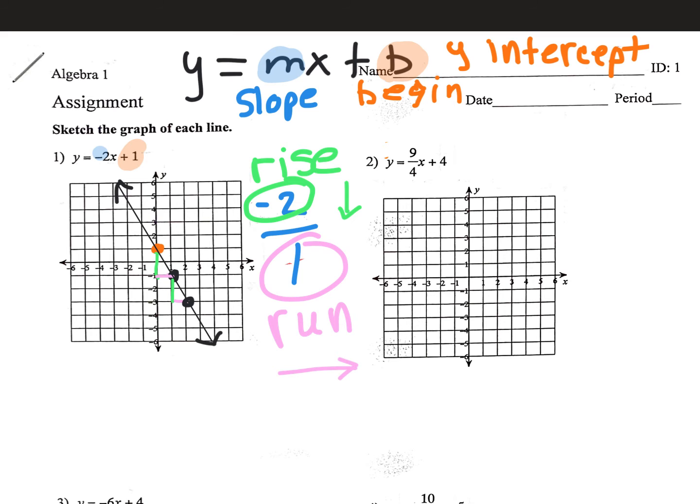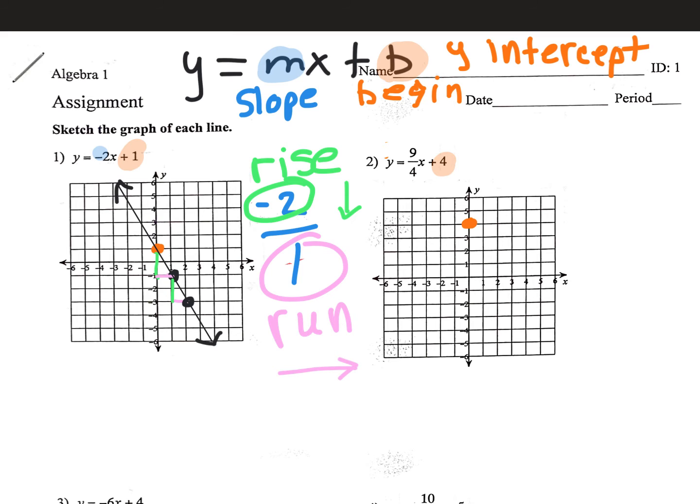And what number are we going to place it on the y-axis? What number is our B in this equation? 4, right. And is it a positive 4 or a negative 4? Positive. It's a plus 4, exactly. So everybody needs a dot right there at plus 4.